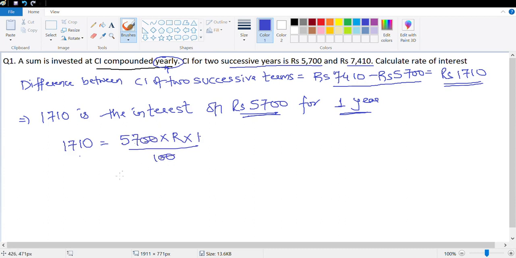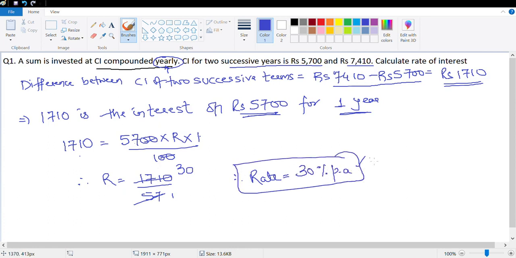This gets cancelled. Therefore, R is equal to 1710 upon 57. 57 times 3 is 171. So this is 30. Therefore, rate is equal to 30% per annum. Simple to calculate as long as you understand that basic concept.